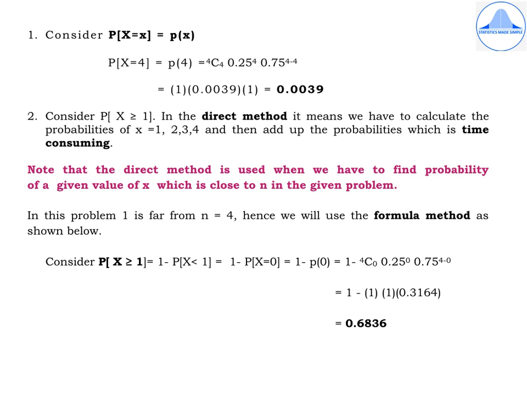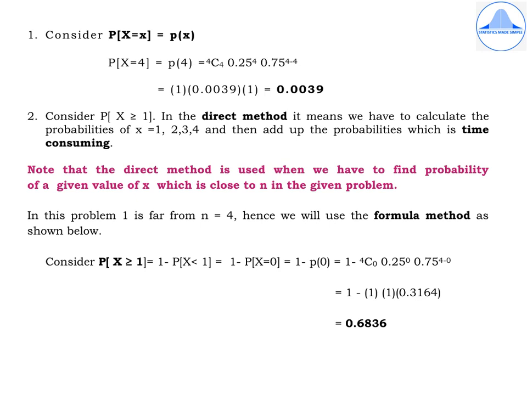Now the second subdivision says we have to find the probability that the person hits the target at least once. So the words at least mean greater than or equal to 1. Now please listen to the explanation very carefully. I'll be discussing what is called the direct method and the formula method. So first let's start with the direct method.